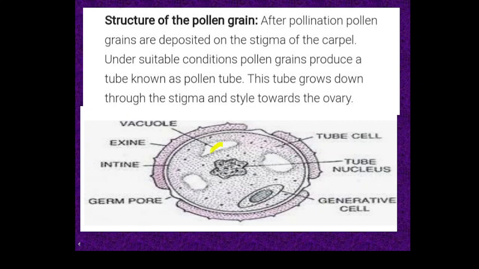See this portion. This portion is the vacuole. The outer layer is known as the exine, and the inner layer is known as the intine. This is a jumbo. Okay, this is a generative cell. This is a tube nucleus, and this is a tube cell. Have a look at it.